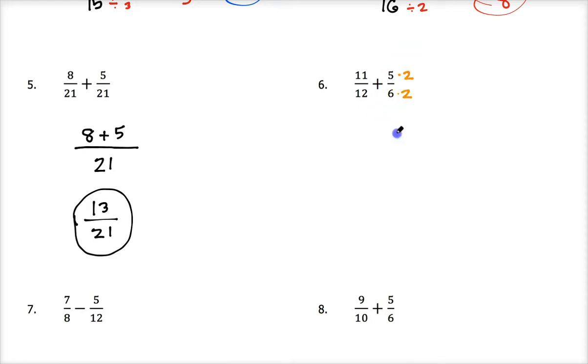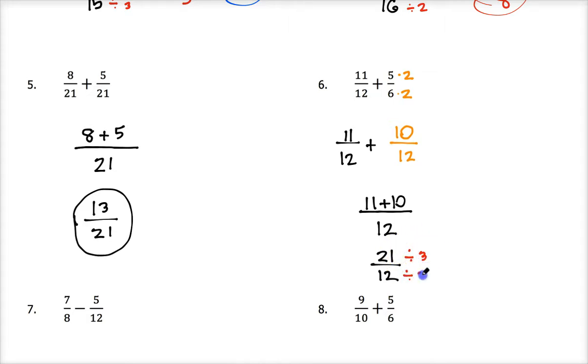So 5 sixths becomes the equivalent fraction 10 twelfths, and now I can add that to 11 twelfths because they have common denominators. So my denominator here will be 12, and then I'm going to take 11 plus 10 to get 21. So this gives me the improper fraction 21 twelfths. I can reduce this fraction by dividing both 21 and 12 by 3, first of all. This gives me the improper fraction 7 fourths, which I still need to make a mixed number.